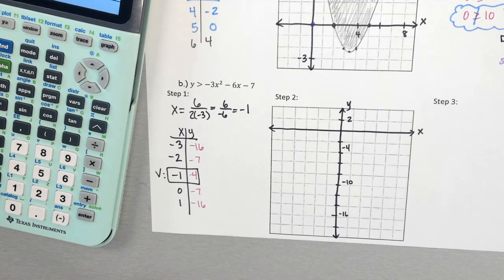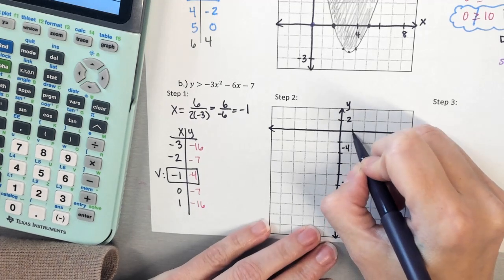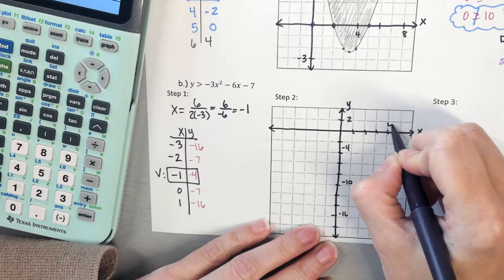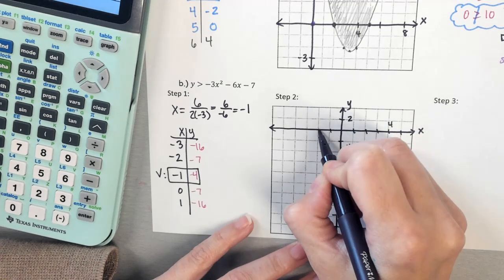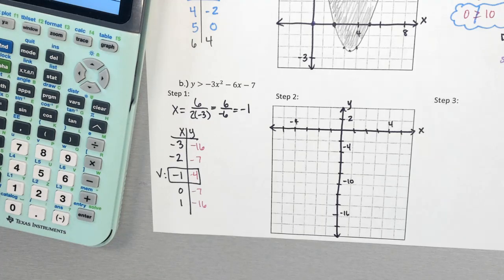Okay, so my y's I can scale by 2's. My x's, I don't need to scale those by 2's. I can still go by 1's there. Okay, so your x values have to be the same distance apart, your y values have to be the same distance apart, but your x and y's don't have to be the same scale.